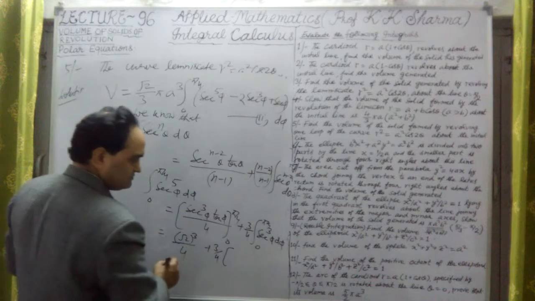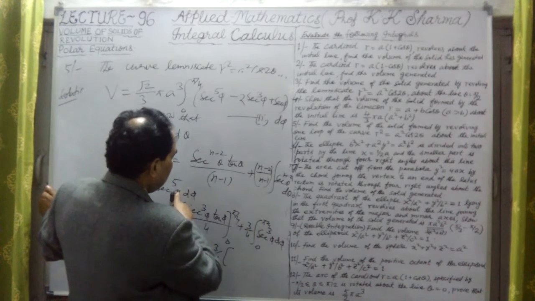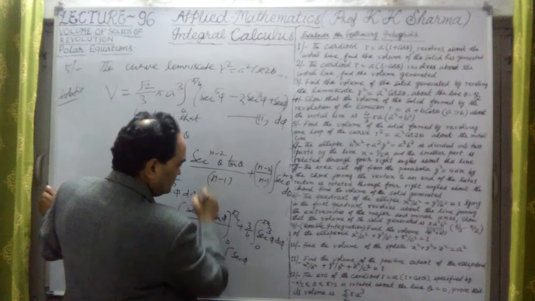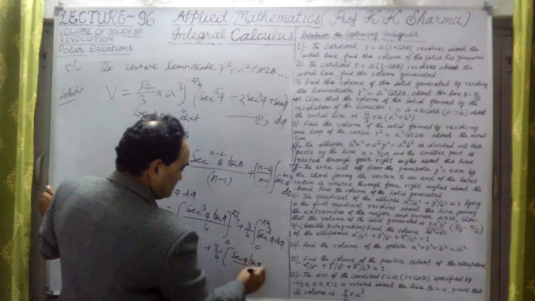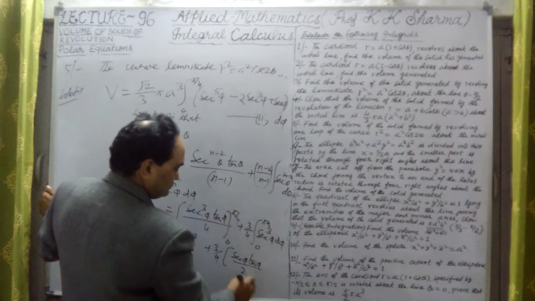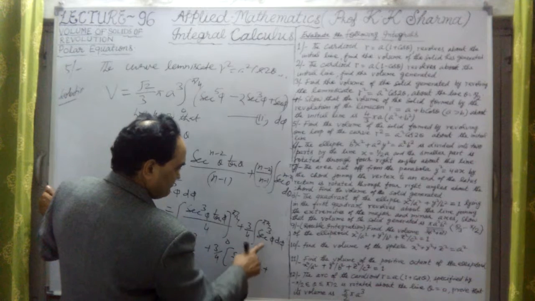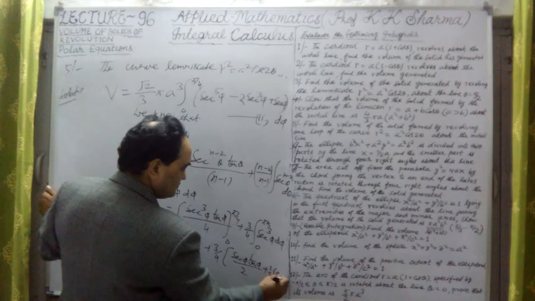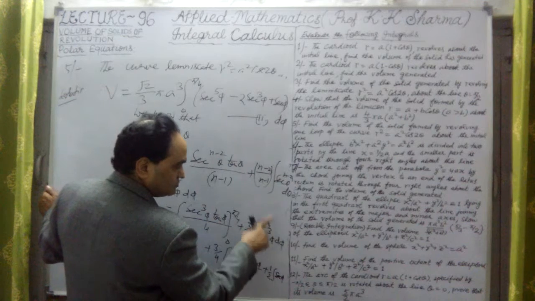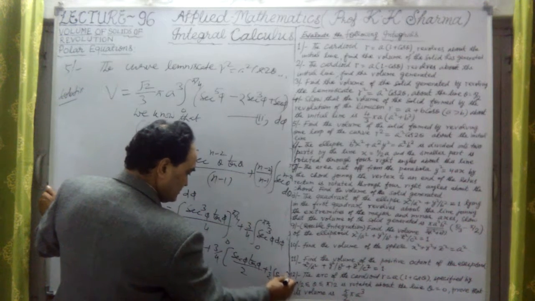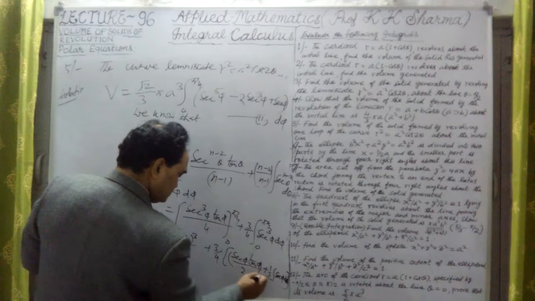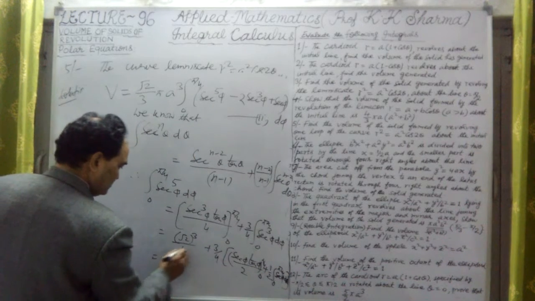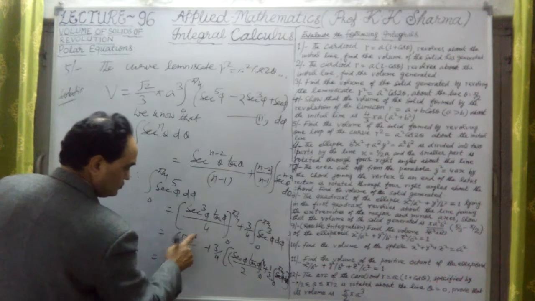I have to integrate this further. The integration of sec³φ by the same formula will be secφ tanφ divided by 2, because n minus 1 means 3 minus 1, 2, plus 1 upon 2, because n minus 2 means 3 minus 2, 1, integral of secφ dφ. Limits again I have to substitute, 0 to π/4. So it is now 2√2, (√2)³ is 2√2 upon 4.